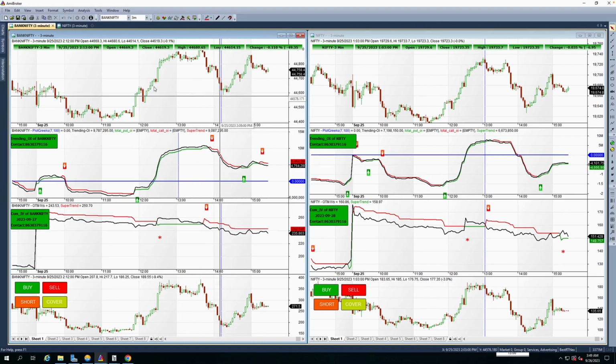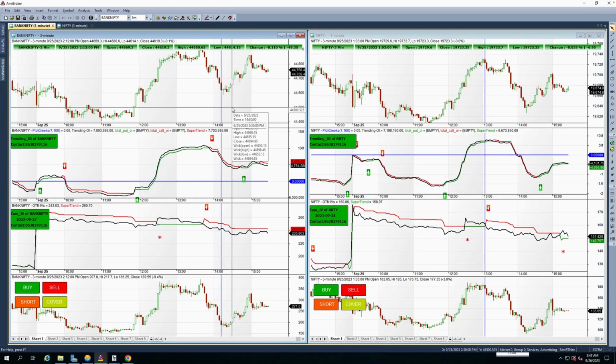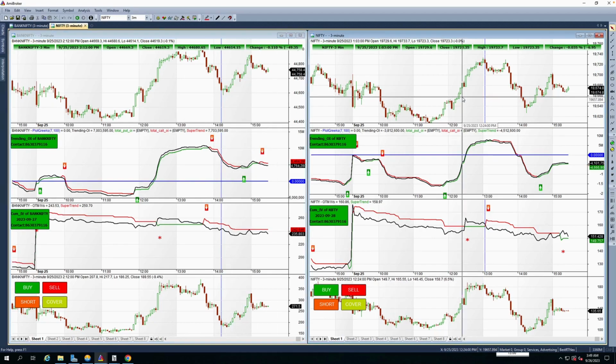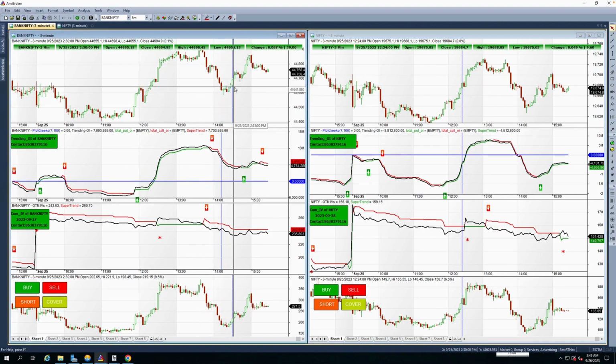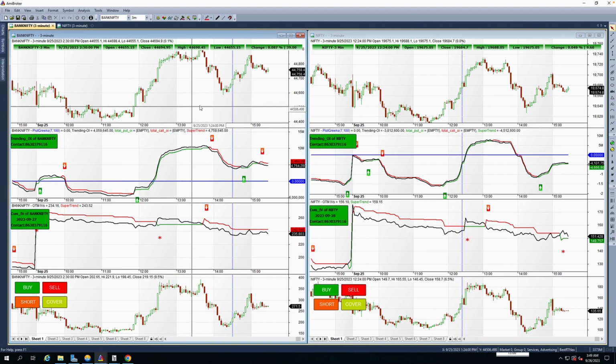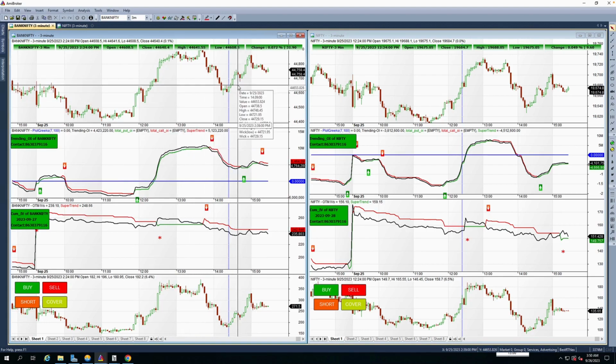On the left side there are two sections. The left side is the Bank Nifty chart and data, and the right side is the Nifty chart and data. On the left side, the topmost part is the Bank Nifty spot chart. This software is Ami Broker, by the way. If you don't know, this is Ami Broker software. So one is the spot price of Bank Nifty.